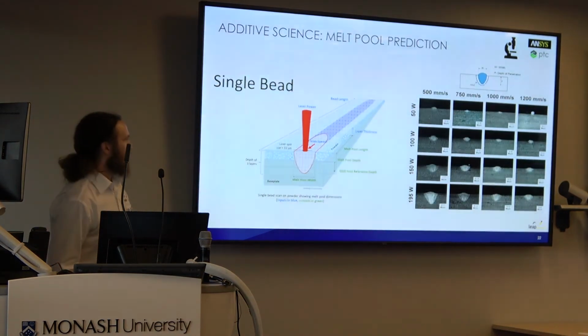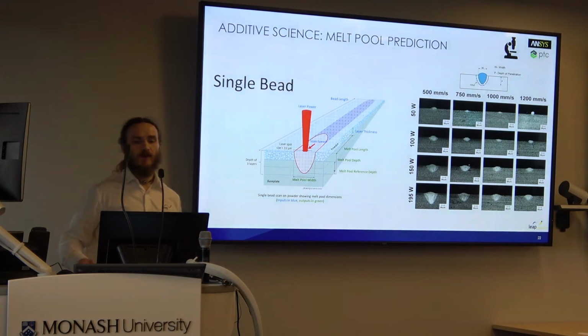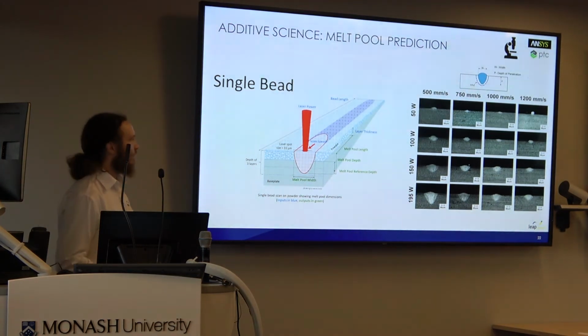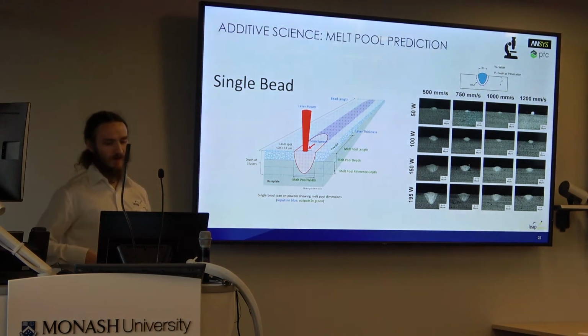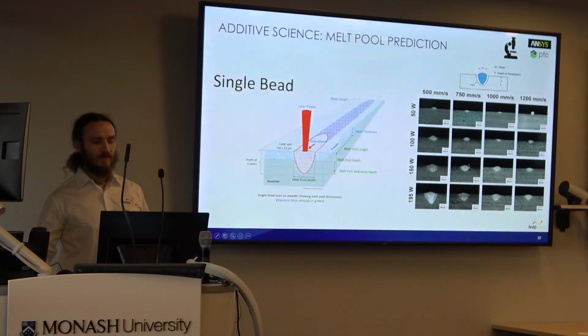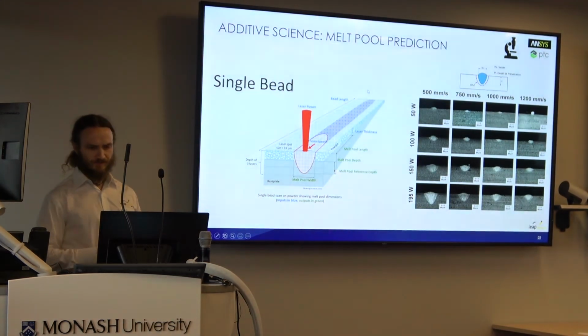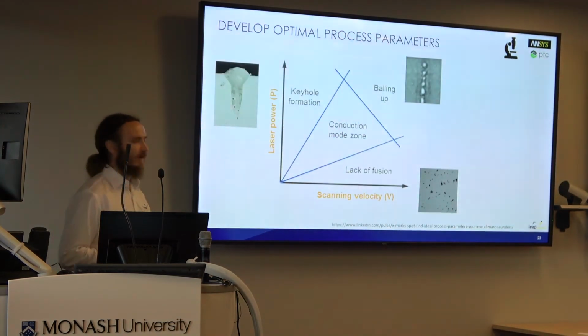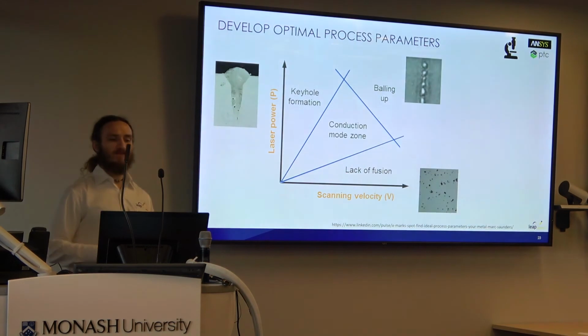Additive science basically does the simulation of a single scan, and then it does a prediction for the optimum process parameters. So this is the layer of powder, and then there's the underlying layer of material that was laid previously, and then we have the laser. It will give you some sort of prediction of where our optimum Goldilocks zone is for our process.